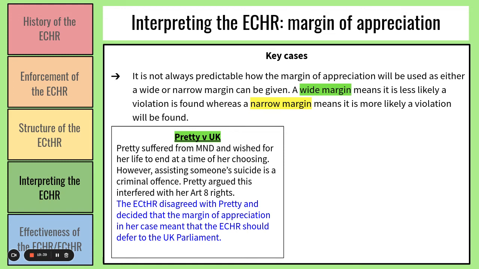Pretty argued that this interfered with her Article 8 rights. The European Court in this case disagreed with Pretty and decided that the margin of appreciation in her case should be very wide and it should defer it back to the UK Parliament. In this case, it wasn't a decision for the European Court to make because it would affect the state, it would affect the UK and its laws, and would do so quite drastically as well.